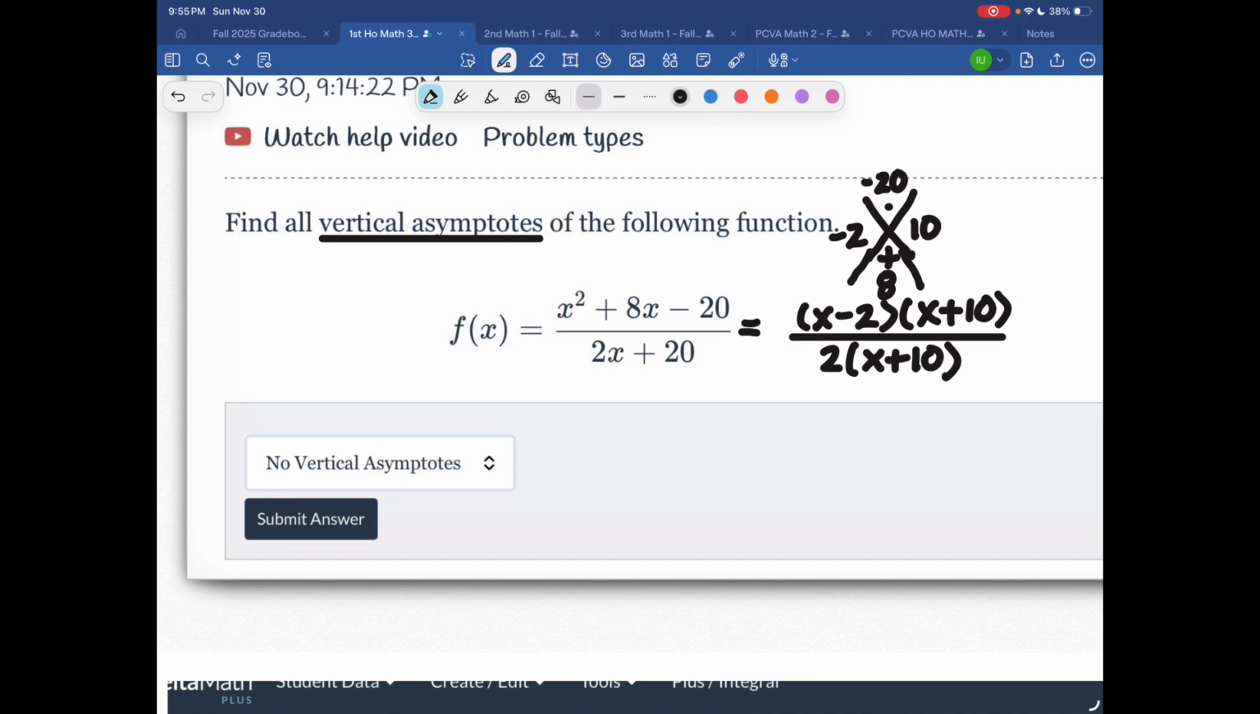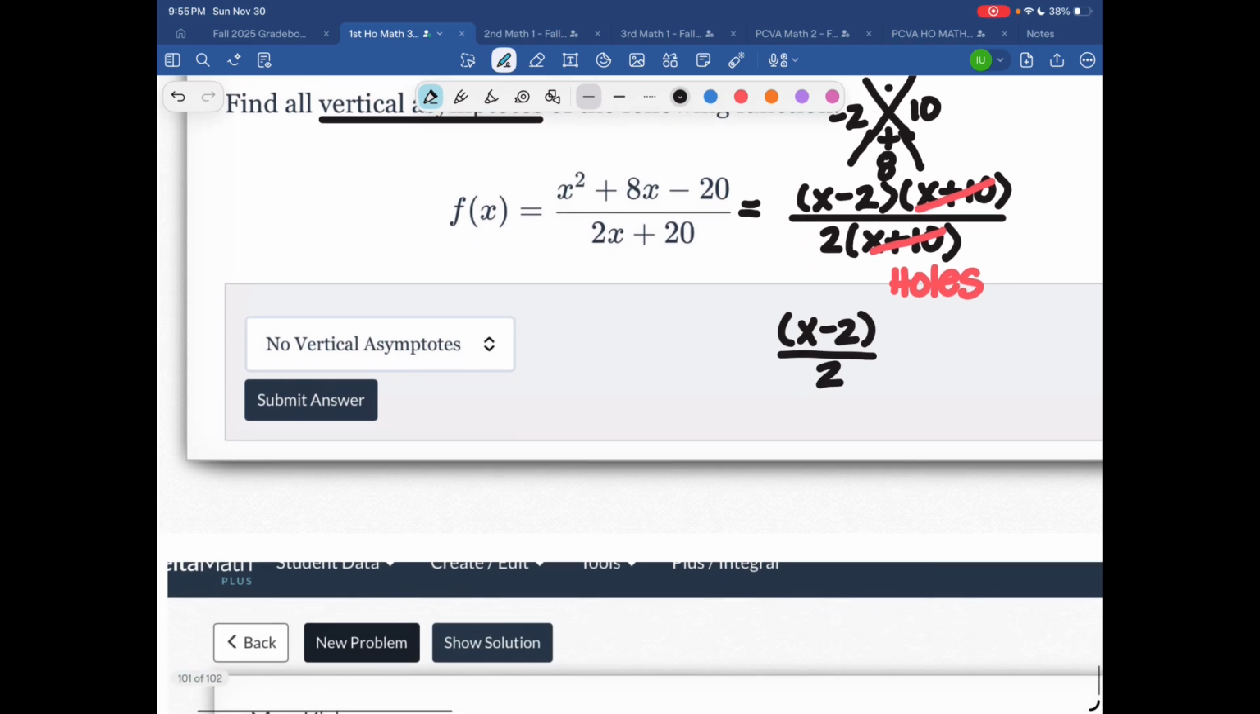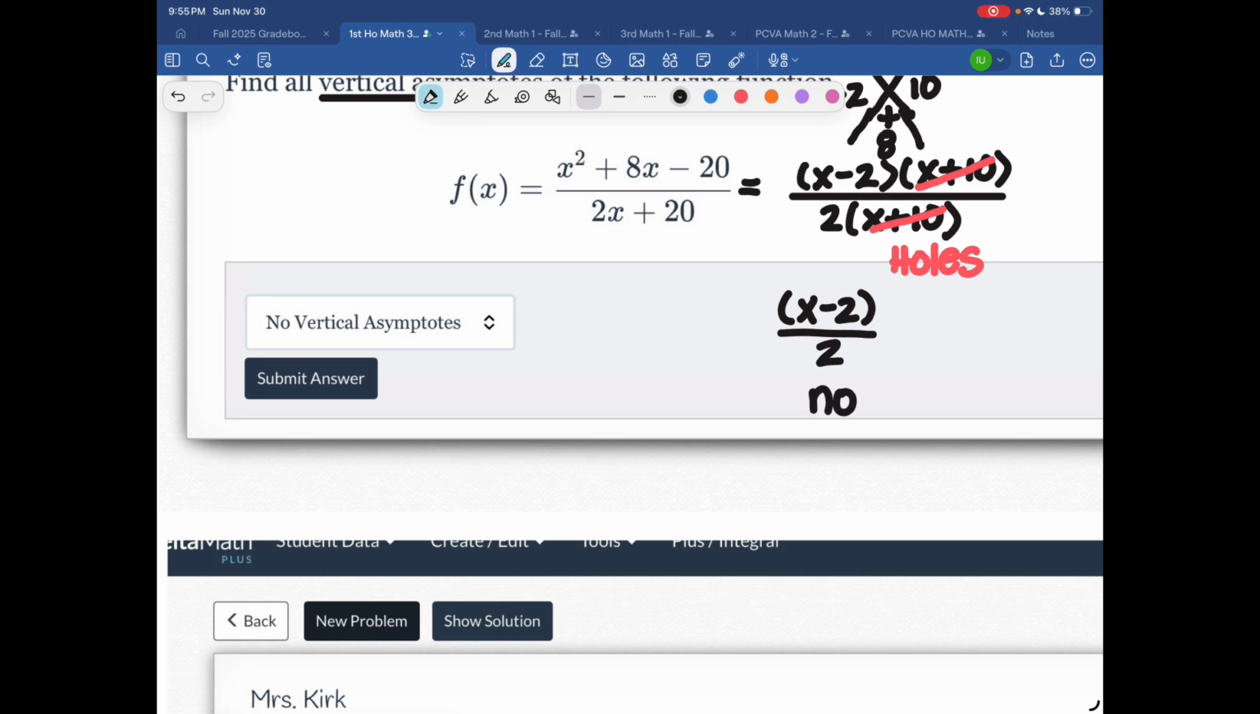So we can cancel the x plus 10s, but remember the x plus 10s are the holes. They want the vertical asymptotes. So what's left over in the denominator? Well, in the denominator, the only thing that's left over is a single 2. There's no x. So therefore, there is no vertical asymptote. You got to have an x here. You can't have a vertical asymptote without having an x value there. So there's no x left in the denominator, so therefore there is no vertical asymptote.